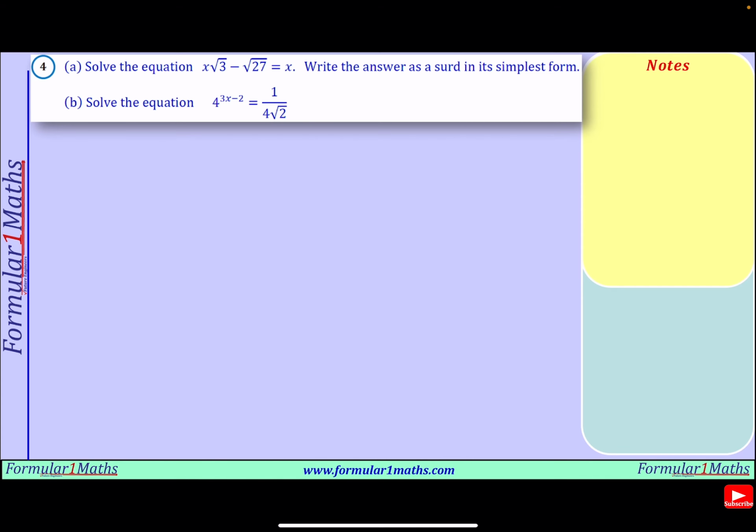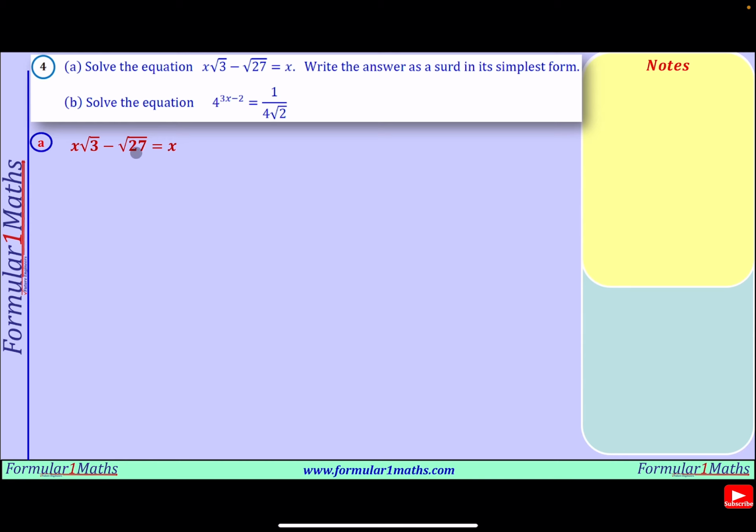Question 4. Solve the equation x root 3 minus root 27 equals x. Write the answer as a set in its simplest form. For B, solve the equation 4 to the power 3x minus 2 is equal to 1 over 4 root 2. So for A, we've got that.